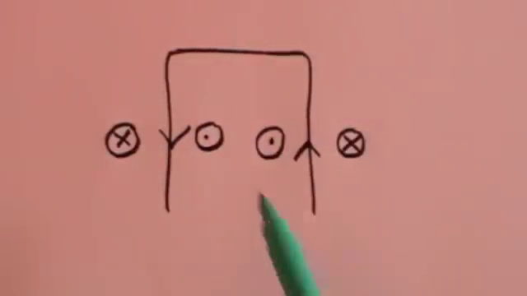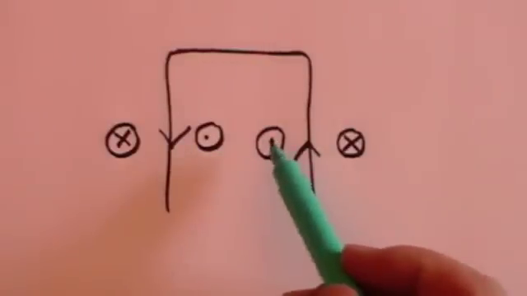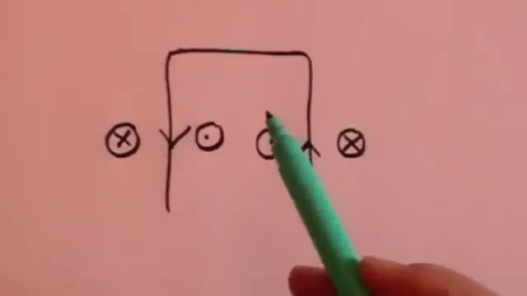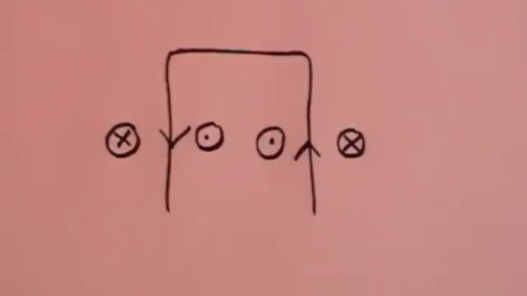Now, look what's happening between the two wires. The field is the same inside. In other words, in both cases, the field is coming towards you. The field is reinforced within the two wires.